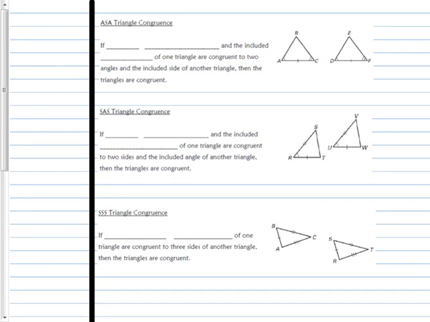Now we're going to look at three types of triangle congruence, and these are all types that we've done at Bell Work already, so this should be pretty comfortable and familiar to you. The first one is angle side angle triangle congruence. So if two angles and the included side of one triangle are congruent to two angles and the included side of another triangle, then the triangles are congruent. Think about ASA. ASA is angle, side, angle. It's two angles, and inside of it, or included, or in between, is the side.